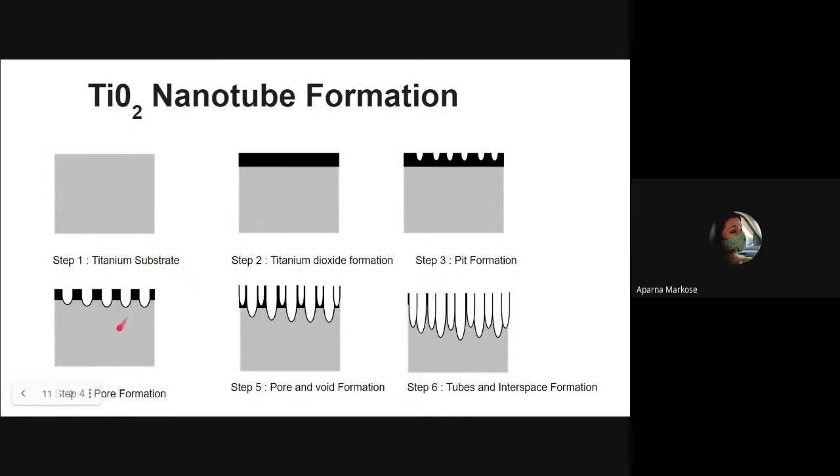Pits are formed. When this is happening for a long time, then there will be pores, and there will be space in between pores, that will become void. So in the end, when you look at it sideways, it will look like this. So don't think that it is penetrated into the metal. It is actually not penetrated into the metal. You can see there, this is titanium dioxide in here.